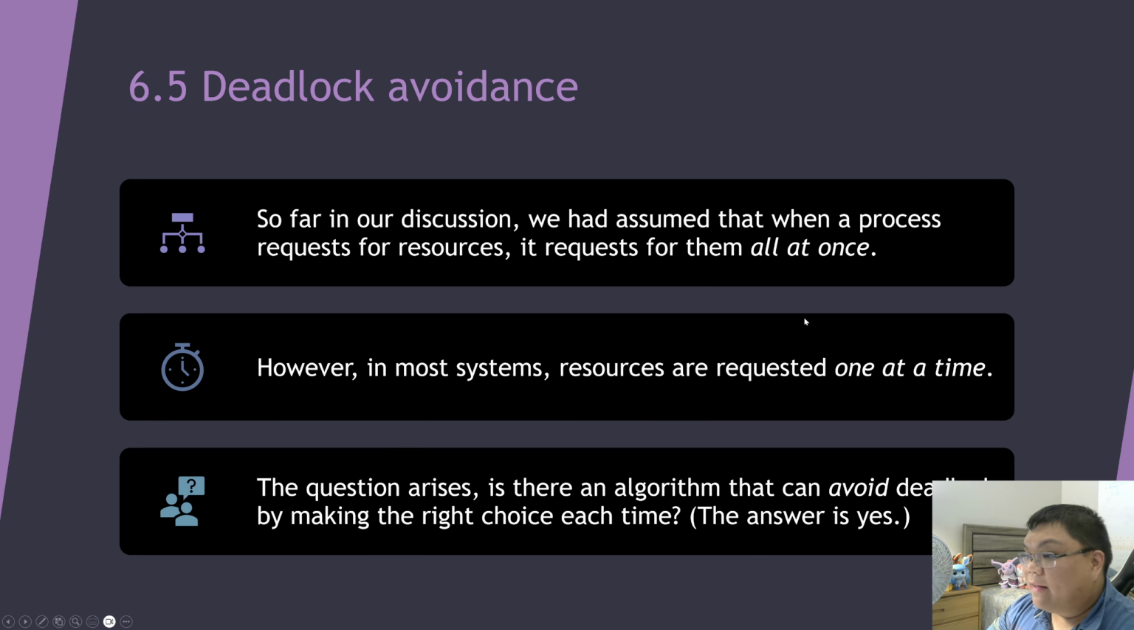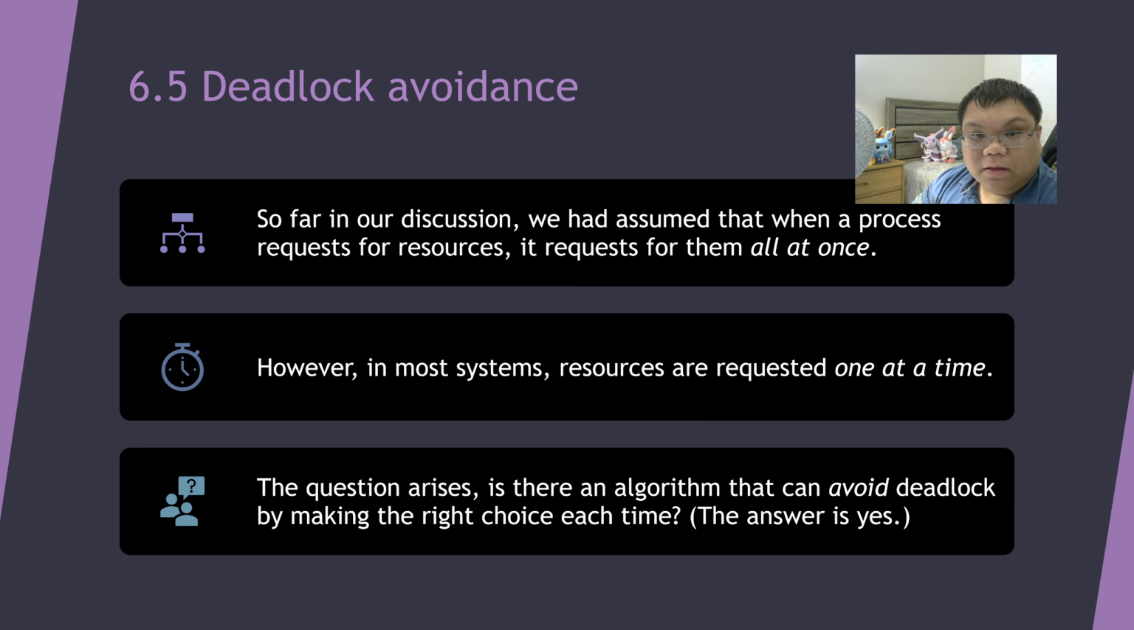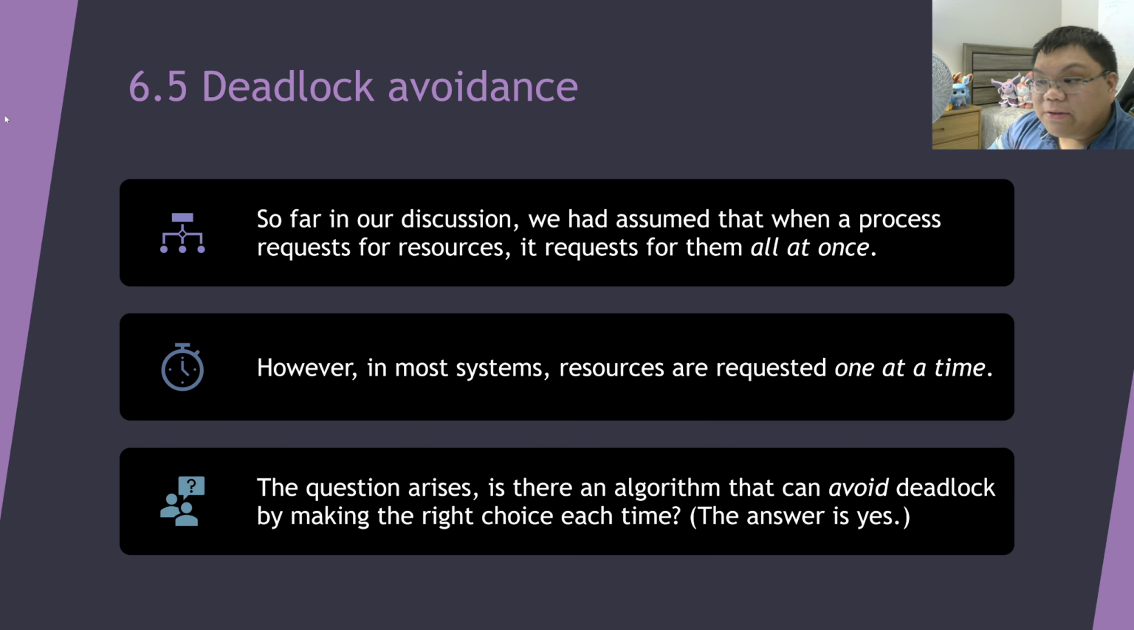So we're going to look at deadlock avoidance. In our discussion, we assumed that when a process requests resources, it requests all of them all at once. The problem with that is, in most systems, processes request resources one at a time. They don't make one big request saying, I need all of these resources all at once. No, they make one request, realize they need more, and then they make another request. So the question arises, is there an algorithm that can avoid deadlock by making the right choice each time? The answer is yes.